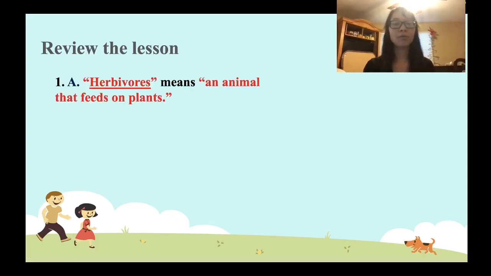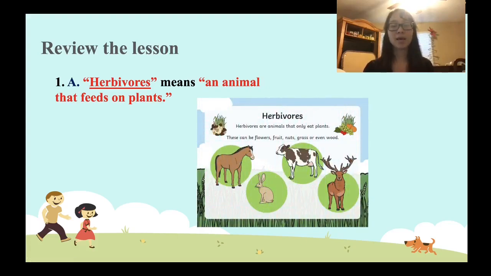Here, herbivore means an animal that feeds on plants. Yeah, there are lots of animals that only eat plants. For example, see the picture. Horse, rabbit, cow, deer. They eat only plants, so they are called herbivores.